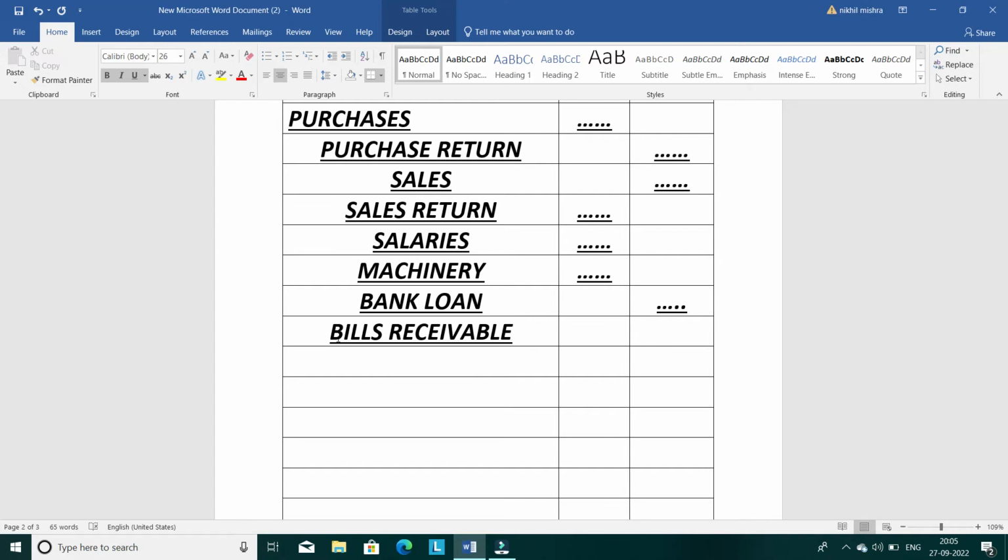Yes, what is bills receivable? Bills receivable is the amount of money which you will be receiving in future. It is an asset, so an asset will come on the debit side.